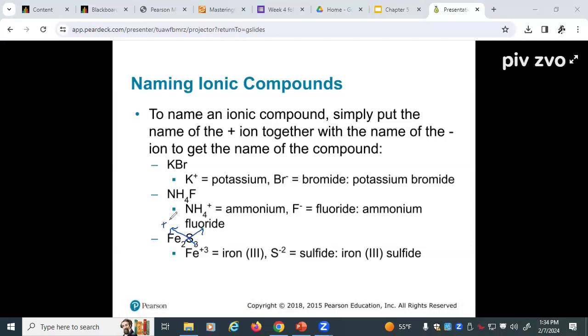So that tells me that the iron's a +3 and the sulfur's a -2. And if I looked at the periodic table, I would see that sulfur is indeed a -2 because it's in the oxygen group. So I can work backwards from there and say, okay, if the iron is +3, that means it's iron 3. Sulfur is sulfide. Put it together, it's iron 3 sulfide.